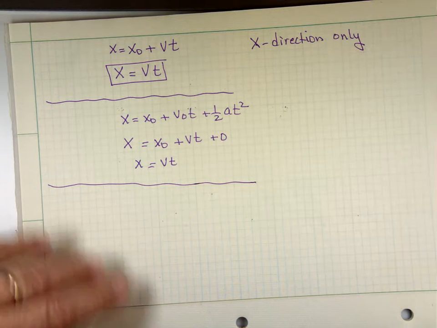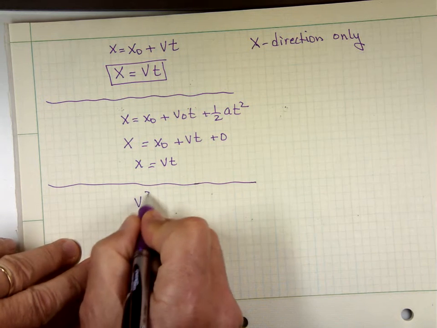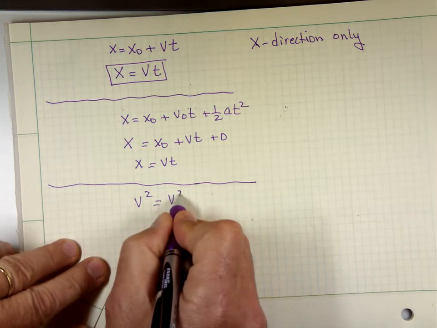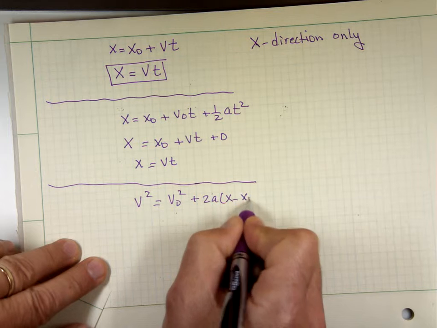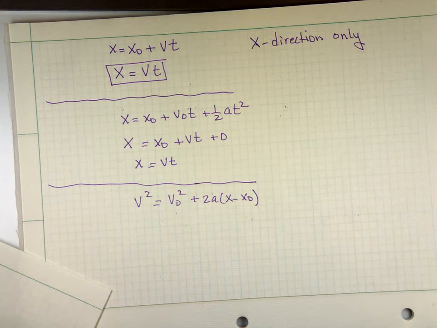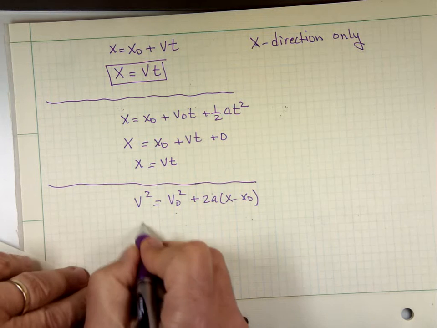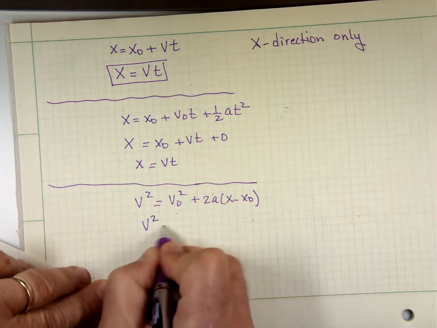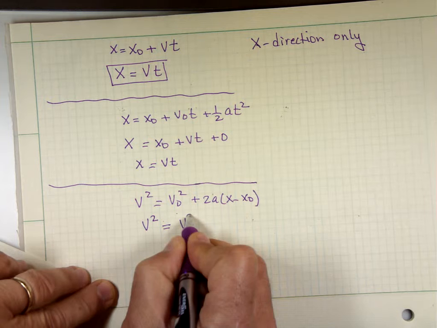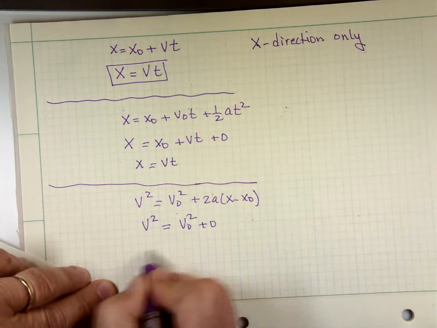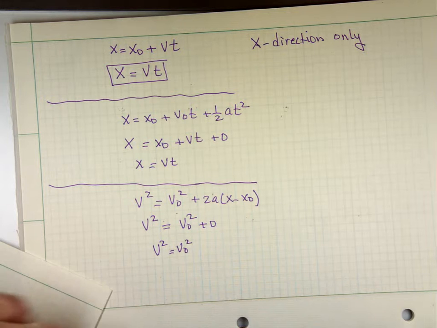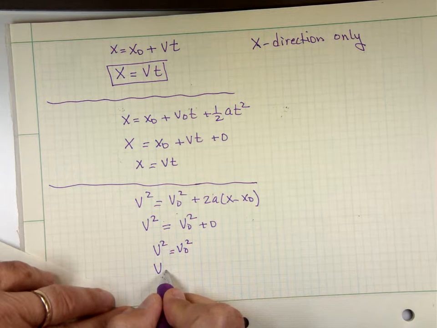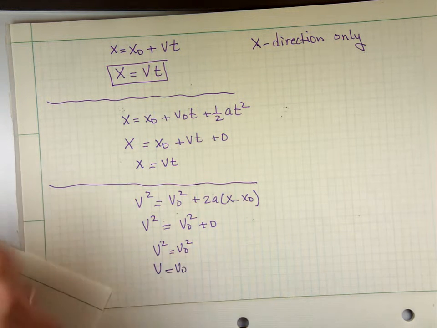What was the last equation we looked at? It says v final squared equals v initial squared plus 2a times x minus x sub 0, right? Well, if a is 0, that tells you what? Your final velocity squared equals the initial velocity squared. Well, we know that, which means v final equals v initial. We know that in the x direction.